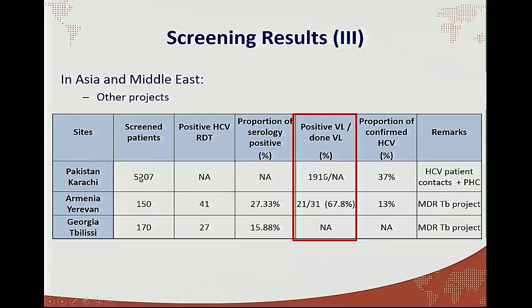As mentioned in the overview, MSF has started also hepatitis C activities in other types of projects. We report a very high proportion of viremic patients in our project in Pakistan. This could be linked with the fact that it's one of the countries which is really affected by the hepatitis C epidemic, or also by the strategy of tracing the relatives of the hepatitis C patients.